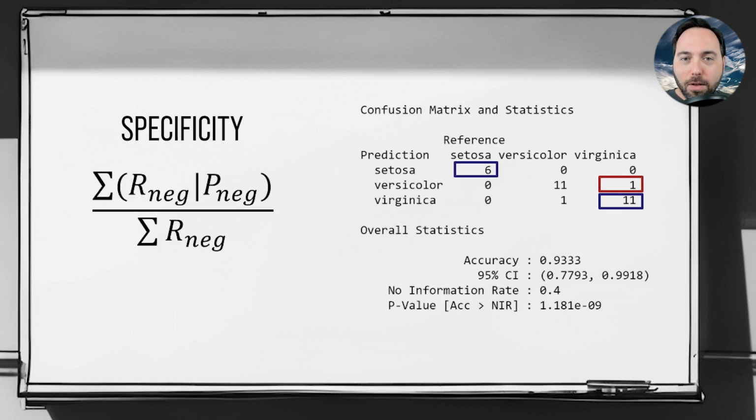Specificity is to sensitivity what negative predictive value is to positive predictive value. Specificity looks at all of the times an event did not happen, or the actual class was not our class of choice. In that case, how often did we predict something other than that class? In this case, you can see where we look at all the instances where the reference value differs from versicolor. So there are 18 examples. Of those 18 examples, we predicted something other than versicolor for 17 of them, and we predicted versicolor once. Thus, our specificity for versicolor is 17 out of 18.